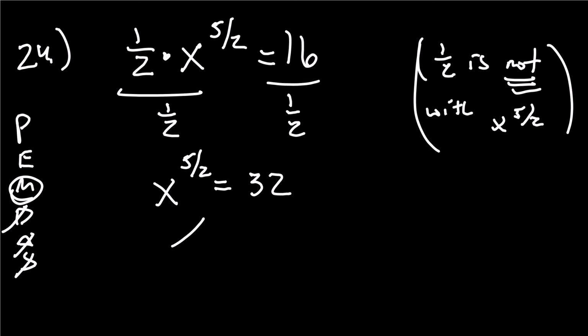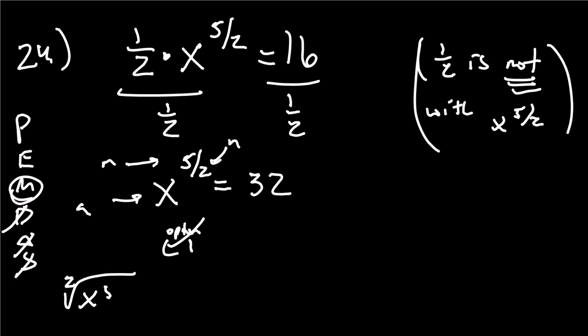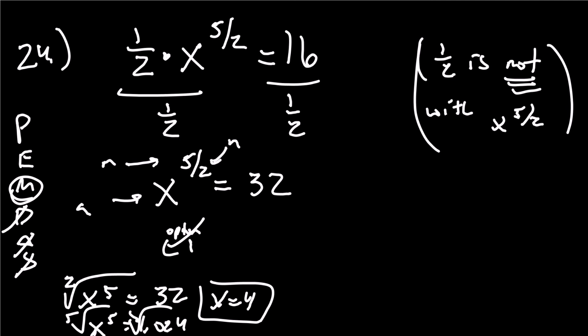Now, this is option 1, which says you're going to use that as a, that as m, and that as n. And you make this the square root of x to the 5th equals 32. Then you square both sides, you get x to the 5th equals 1024. You take both sides to the 5th root, you get x is equal to 4. That's a good option, okay? But this is faster.